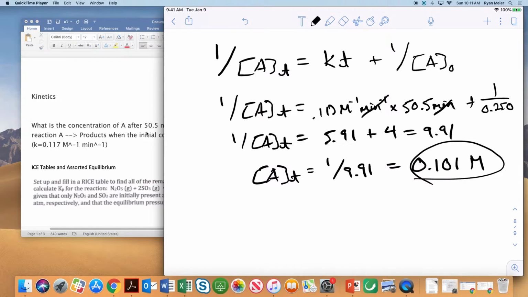But in terms of most of these problems for kinetics, it's all about setup. So if you have a problem that involves time in any way, shape, or form, it's probably going to be an integrated rate law type problem.